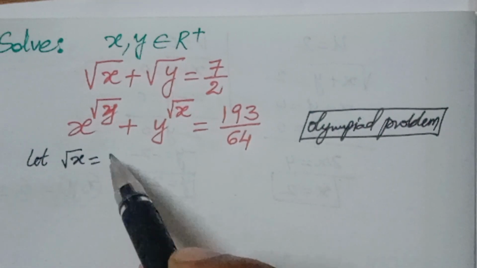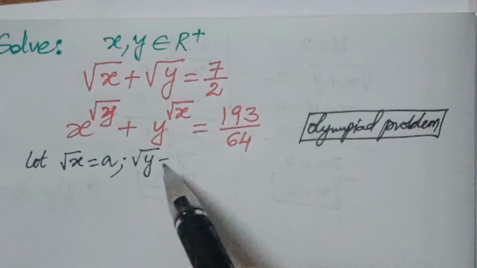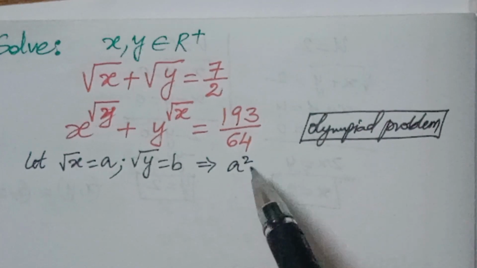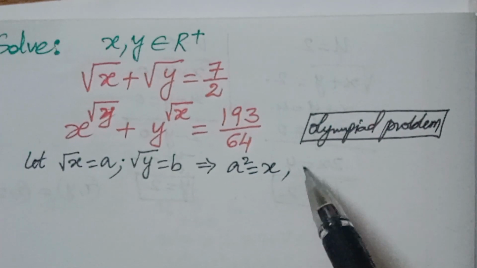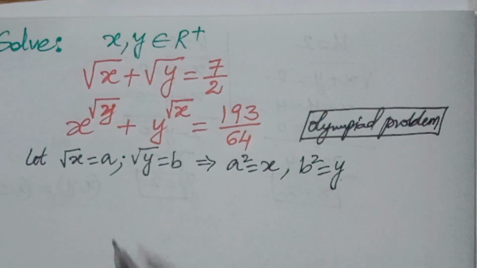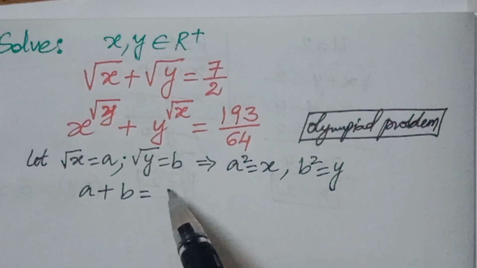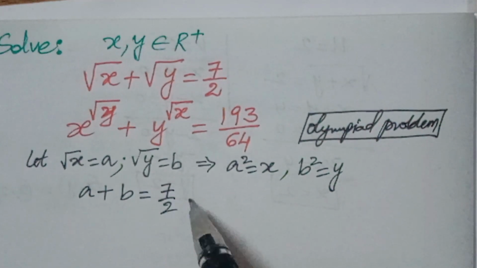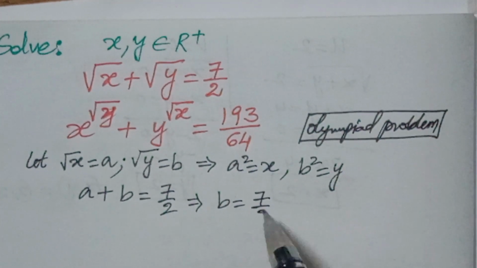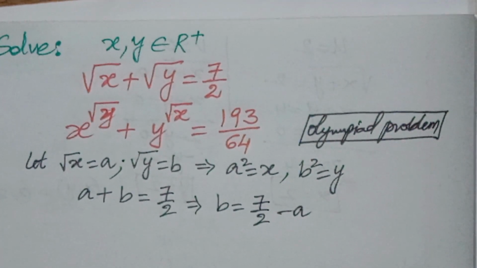So here what you will do, let us take root x is equal to a, root y is equal to b. It gives a square is equal to x, b square is equal to y. So the first equation will become a plus b is equal to 7 by 2, and b is equal to 7 by 2 minus a.